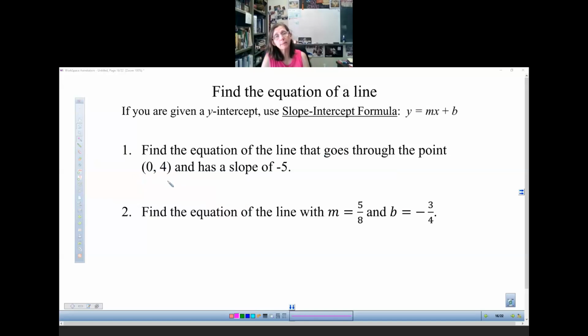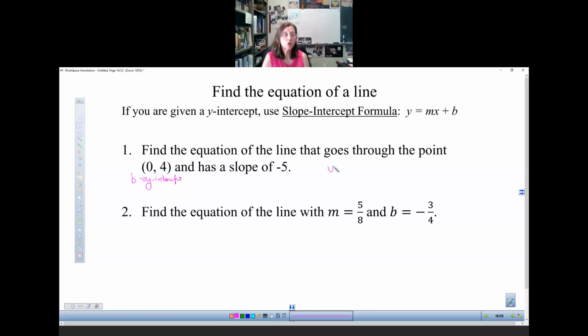You do need to be able to identify this as being the y-intercept. Why do I know it's the y-intercept, you might be asking? It's because the x value is 0 and there is a number for y. So if the x value of an ordered pair is 0, this is going to be a y-intercept, okay? So we have the y-intercept. The y-intercept is our b in our y is equal to mx plus b. Our slope is negative 5.